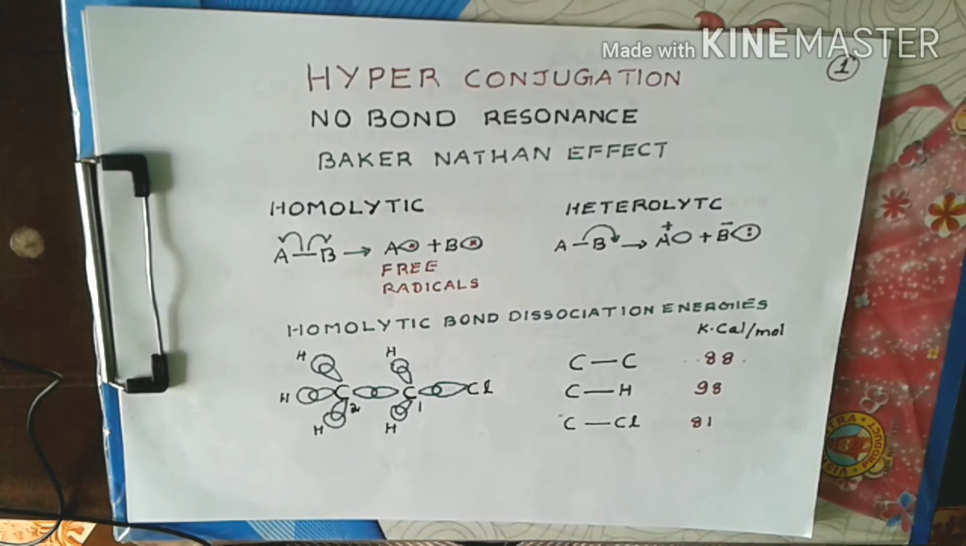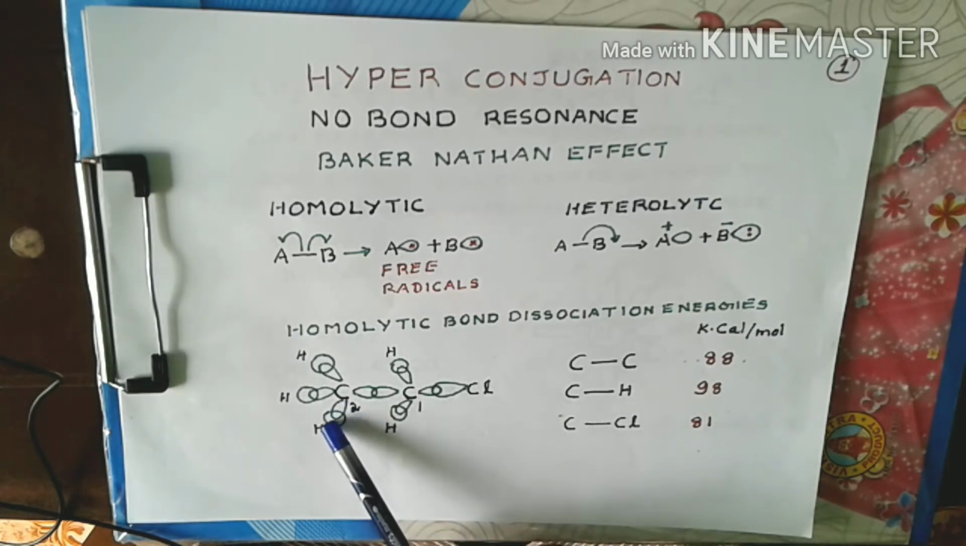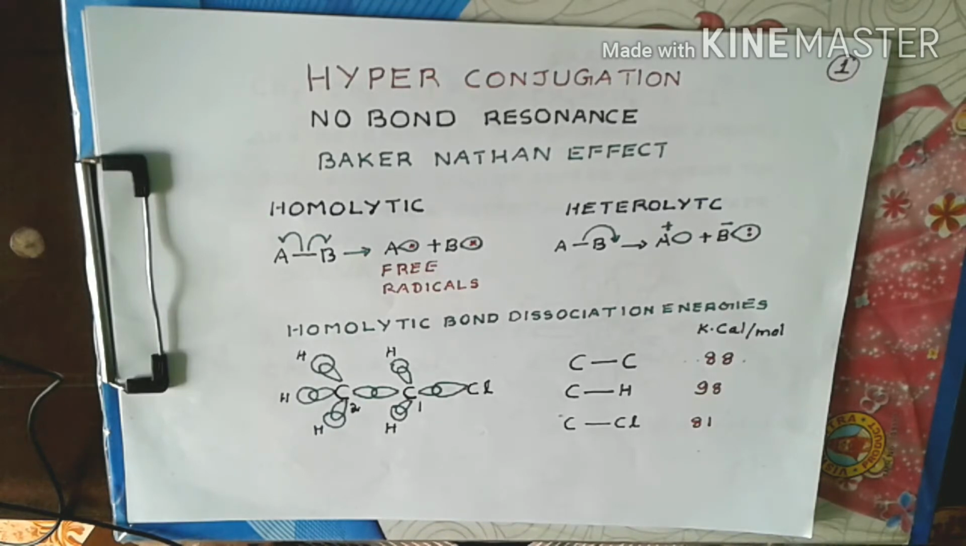Now consider the ethyl chloride molecule. Now carbon 1 and 2 are sp3 hybridized. Now the C-H bond is obtained by the overlap between a hybrid orbital of carbon and a short 1s orbital of hydrogen. So it is the shortest bond in ethyl chloride.